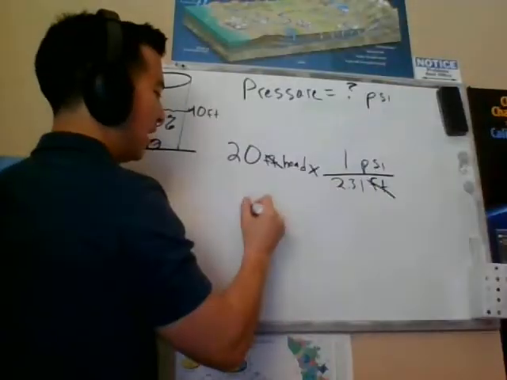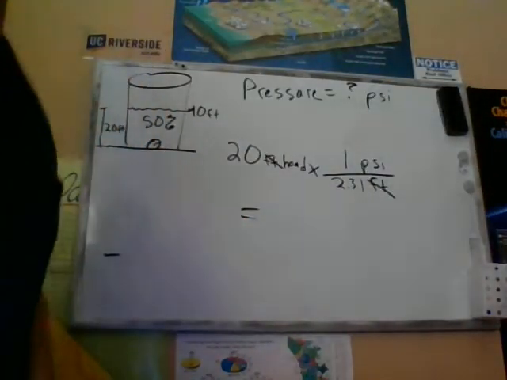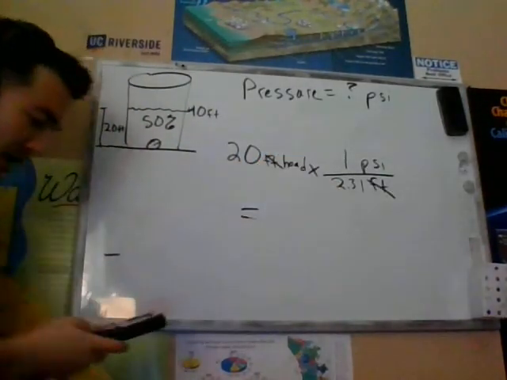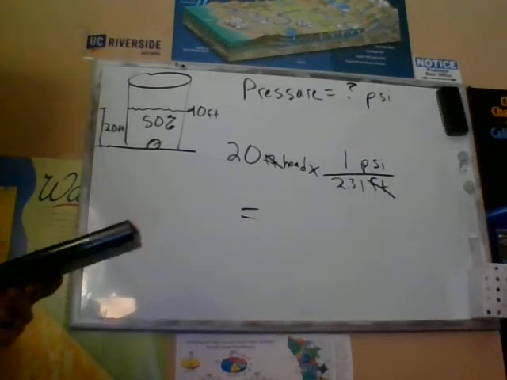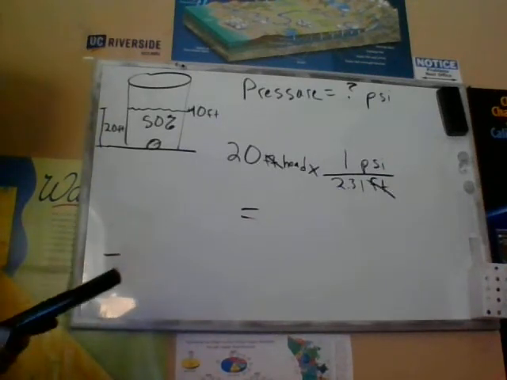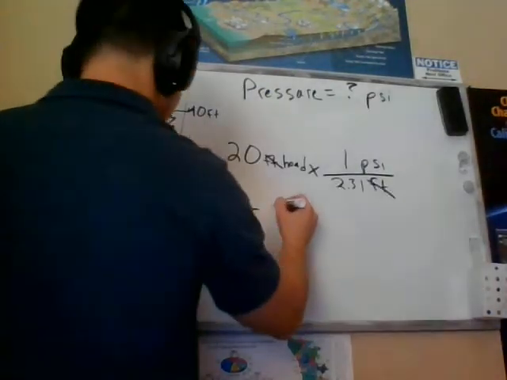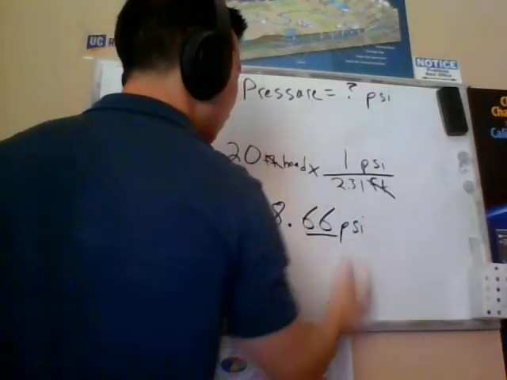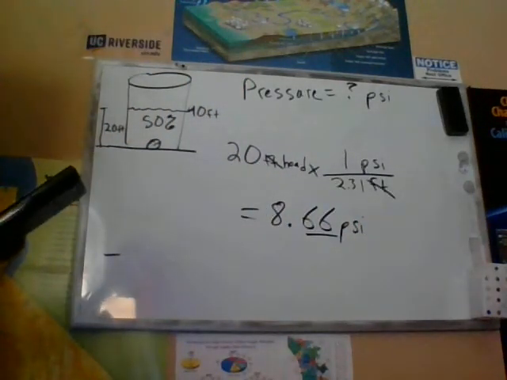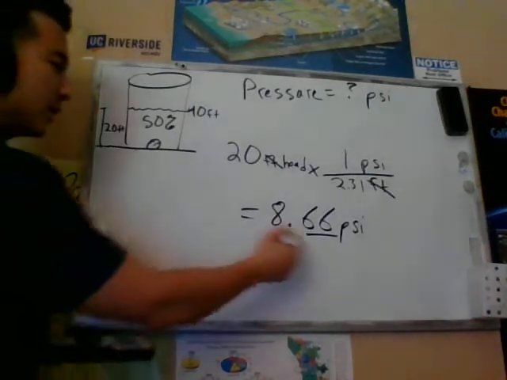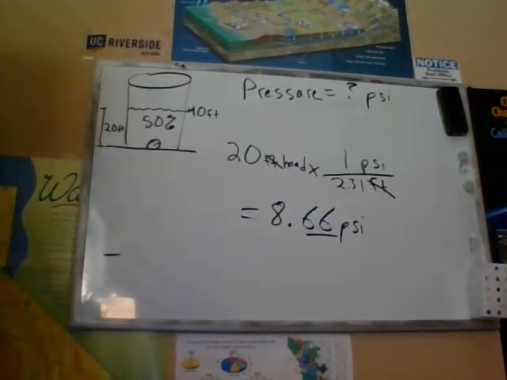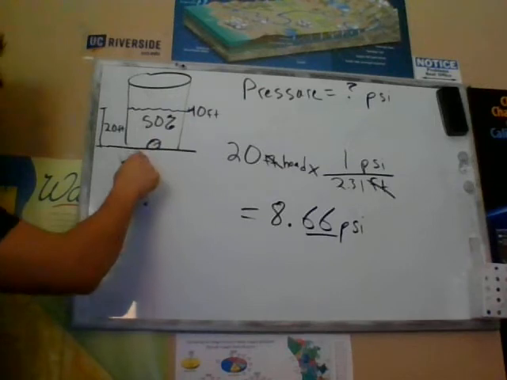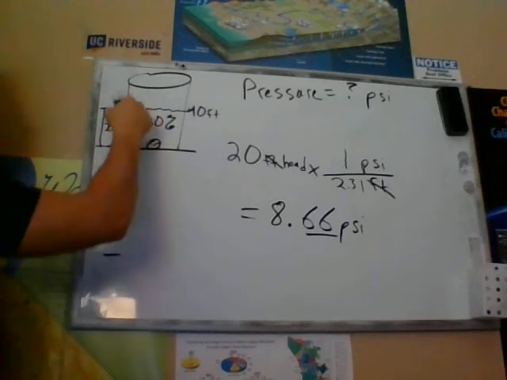I'm left with PSI in this case. So I'm going to pull out my calculator here. Now I have 20 divided by 2.31, and I see that 20 feet of head, or 20 feet of water above some point, gives me a total pressure of 8.66 PSI. We're going to round to 2 decimal places here. I get 8.65, 8008, and so on. Rounding to 2 decimal places, 8.66 pounds per square inch. So that's the pressure that we would measure at the bottom of this reservoir given 20 feet of water above that point.